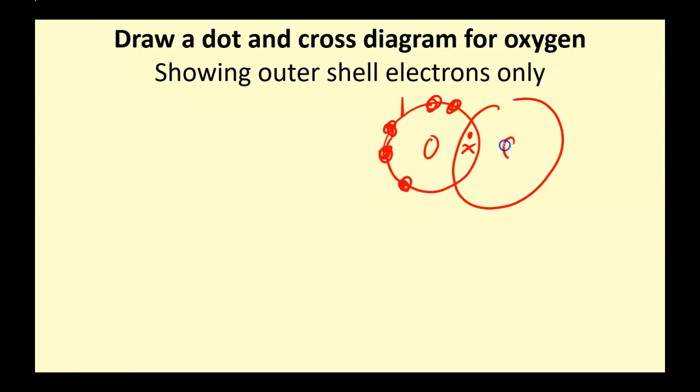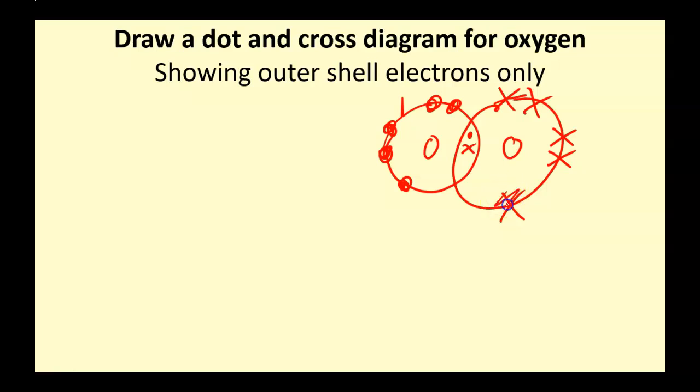We could do the same for another oxygen. 1 cross. Let's just draw it up. 1, 2, 3, 4, 5, 6. Now this diagram doesn't quite work because if you count around each atom, 1, 2, 3, 4, 5, 6, 7, each atom has only got 7 electrons in its outer shell, and we're aiming for 8.